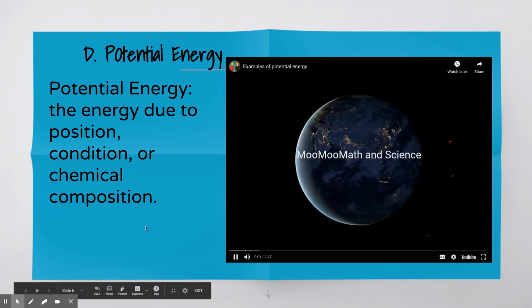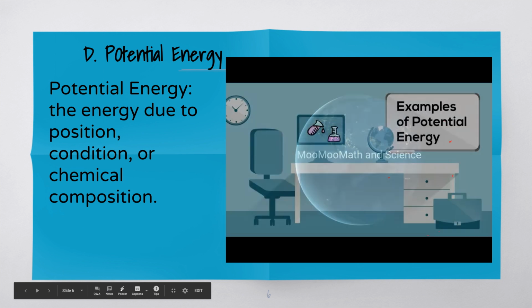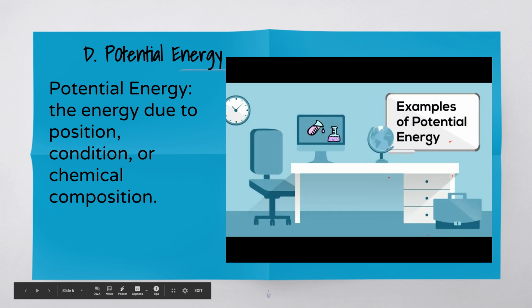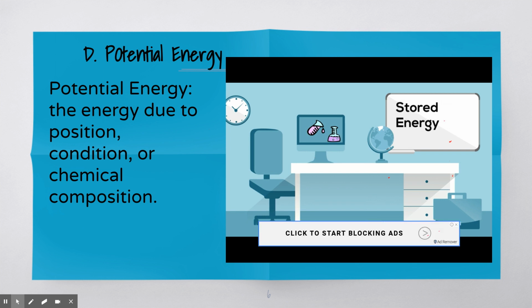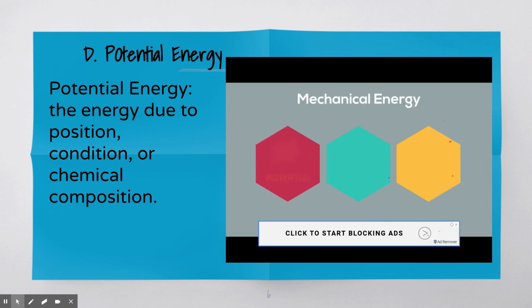Welcome to Moo Math and Science. In this video, I'd like to look at several examples of potential energy. Potential energy is stored energy. When you combine potential energy and kinetic energy, you have mechanical energy.